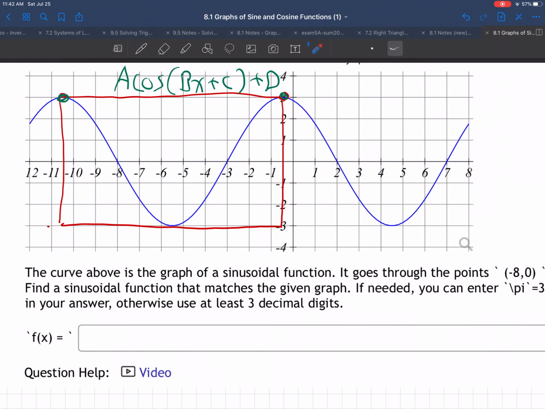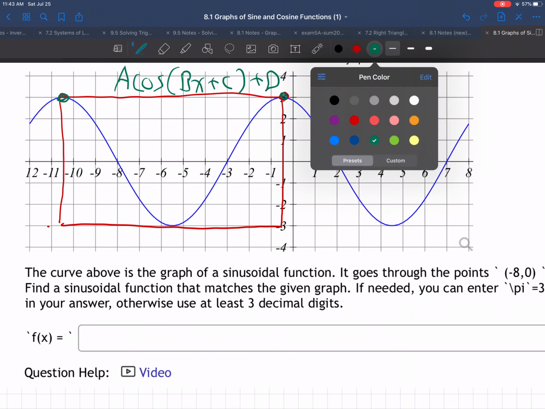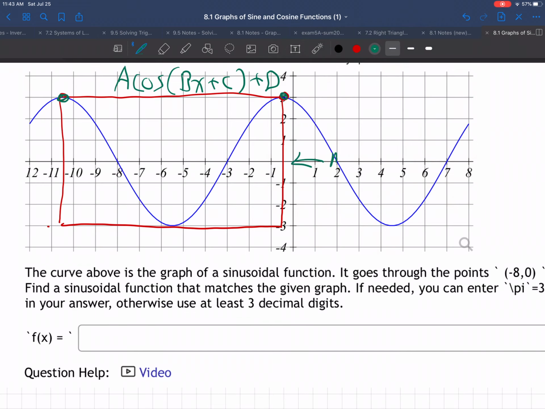Back to it. All right, what's the middle of our box? The middle of our box is just 0. The middle is 0, so that means D is 0. And how far above and below the middle do we go? That's the amplitude, that's 3. And ours is going to be positive because our U shape is up, right? If it was a U shape down, then that would be a -3 for A. Okay, so we have a +3 for A. All right, we got A. We got D. We're halfway there. We see B and C now.